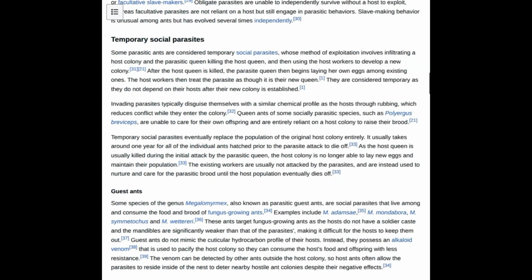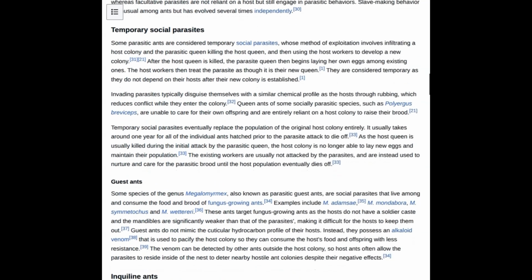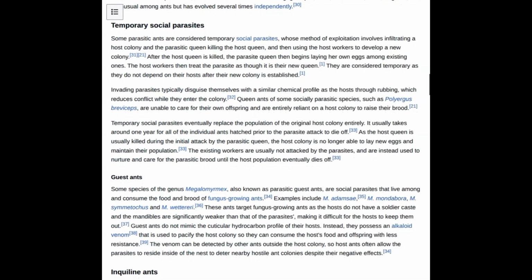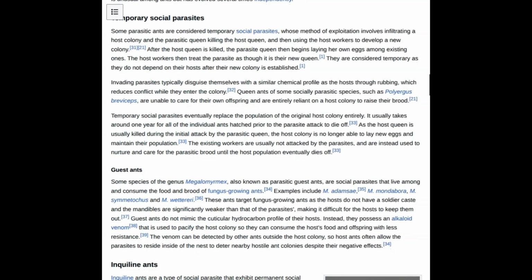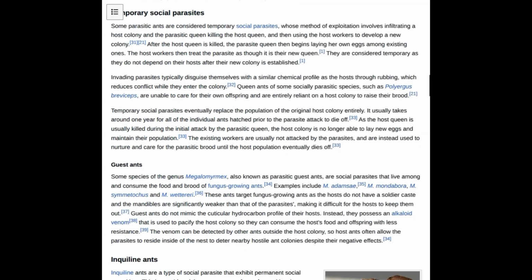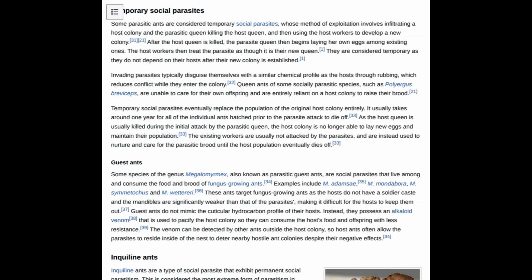Invading parasites typically disguise themselves with a similar chemical profile as the hosts through rubbing, which reduces conflict while they enter the colony. Queen ants of some socially parasitic species, such as Polyergus breviceps, are unable to care for their own offspring and are entirely reliant on a host colony to raise their brood.